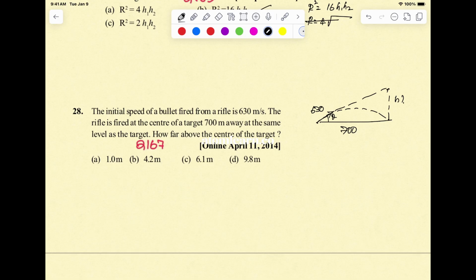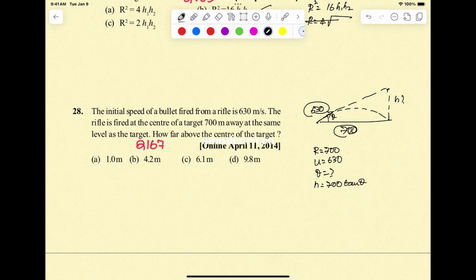Okay. So that is now very typical of what we have already solved. R equal to 700 is given. U is equal to 630 given. If we know theta, we have to find it out. And once we find out the theta, then we follow h is equal to 700 times tan theta.